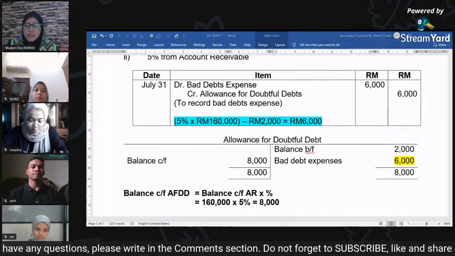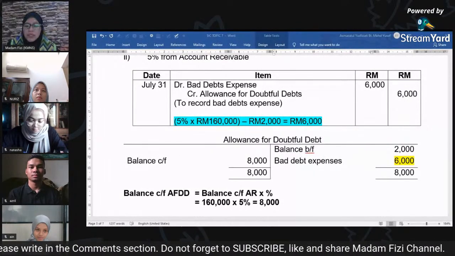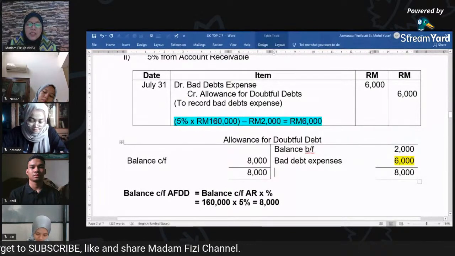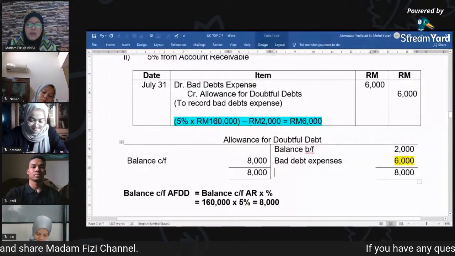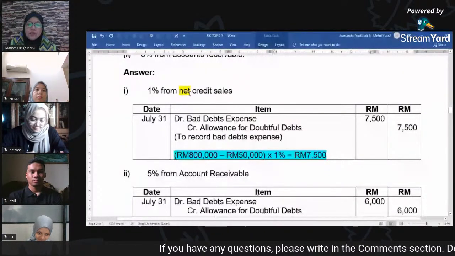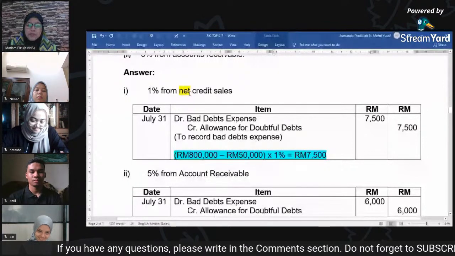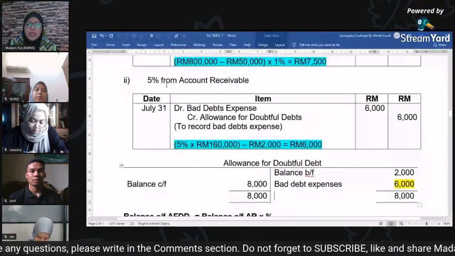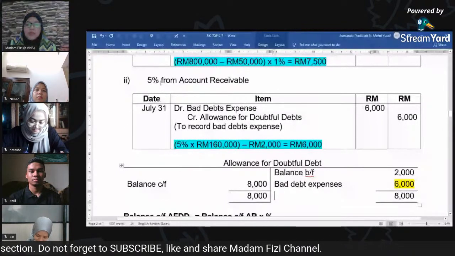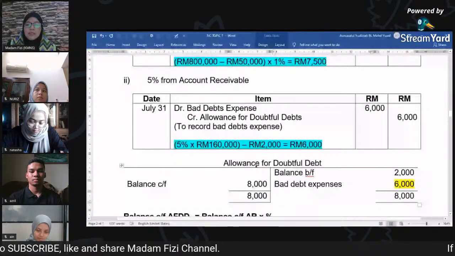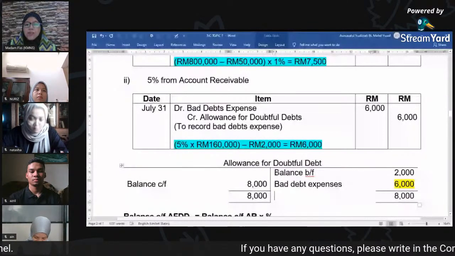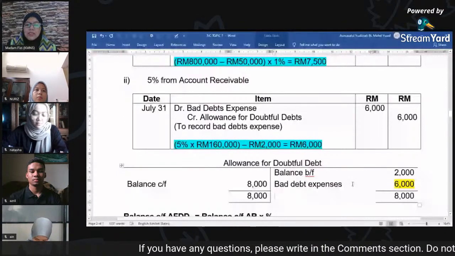So in this question we can see the difference of calculation of bad debt using percentage of net credit sales and also percentage of accounts receivable. And remember, if they are using percentage of accounts receivable, you have to make a T account for allowance for doubtful debt. That is better for you to calculate the bad debt expenses.